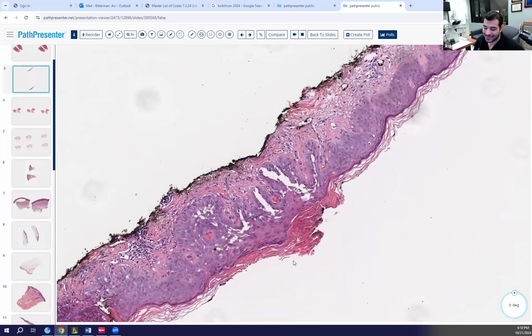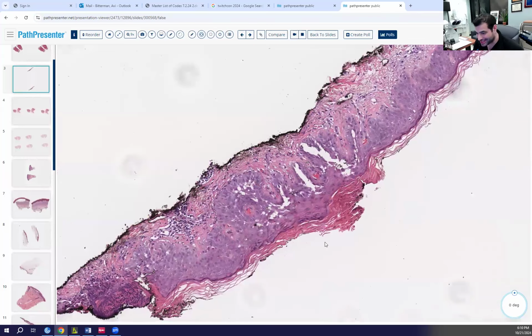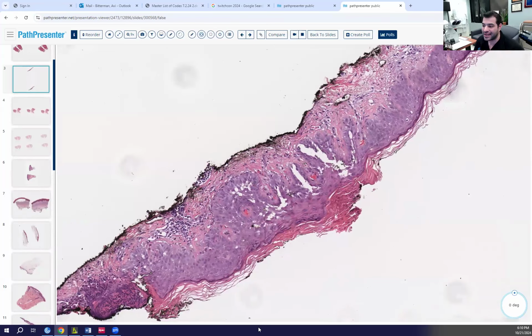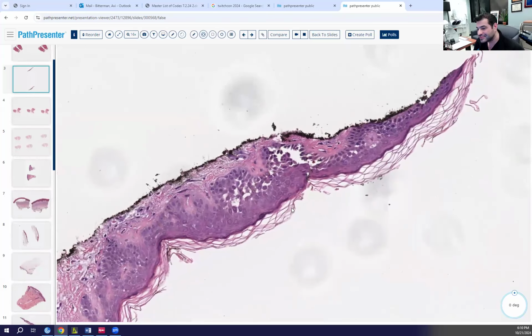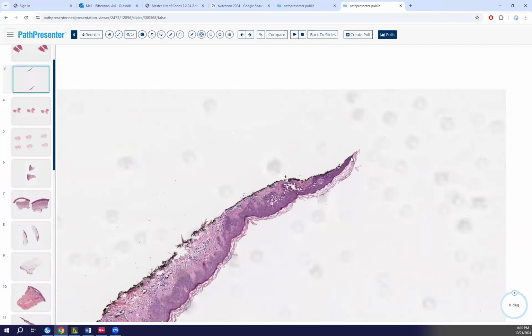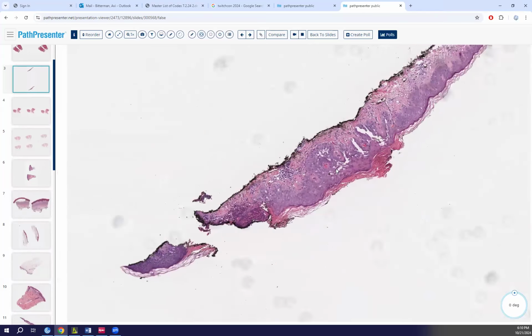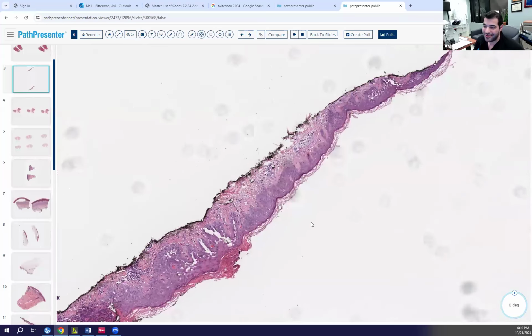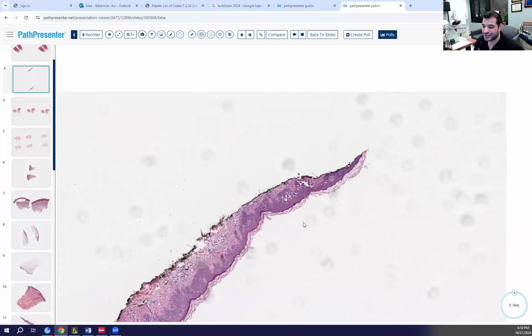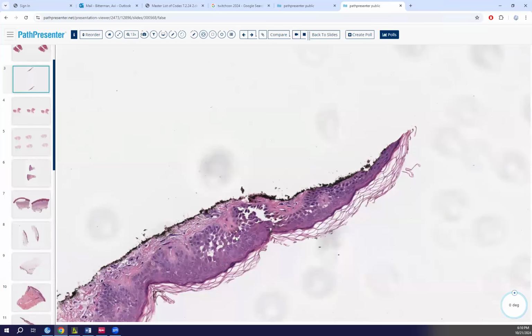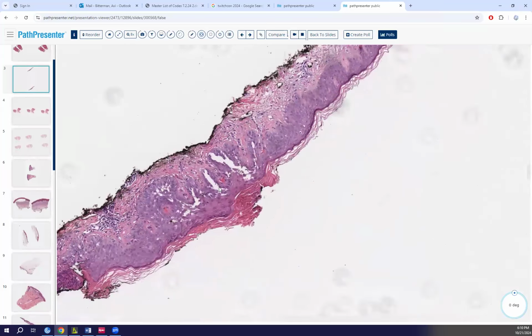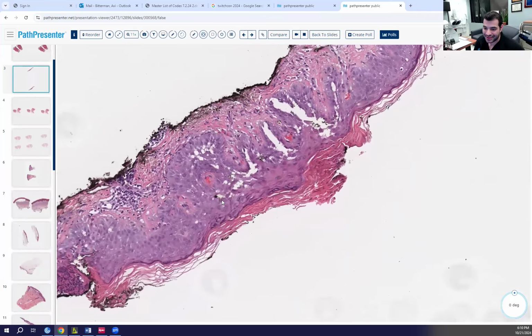Is pemphigus vulgaris part of our acantholytic dyskeratosis differential? I don't think so. Also look how it's multifocal. You see there's just this little area of acantholytic dyskeratosis here, and this little area of acantholytic dyskeratosis here.